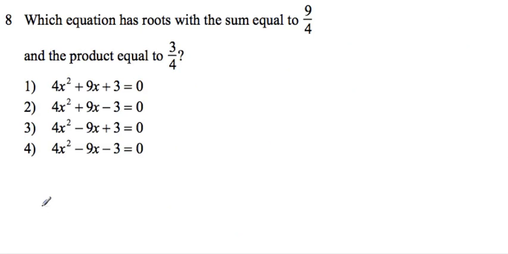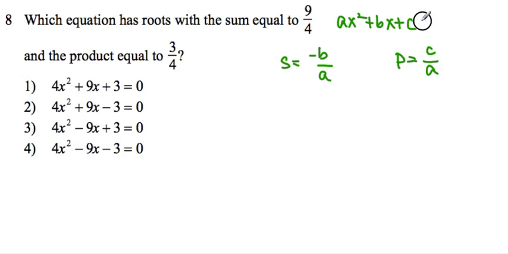Alright, let us look at number 8 here together. Which equation has the roots with sum equal to 9 over 4, but the product equals 3 over 4? It says sum is equal to negative b over a, and product is equal to c over a, from the ax squared plus bx plus c equal to 0 in standard form of the quadratic equation.